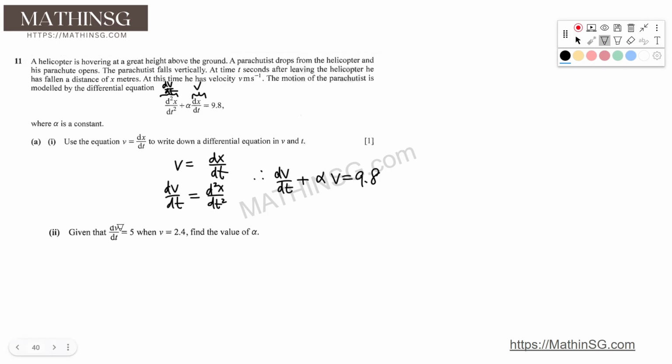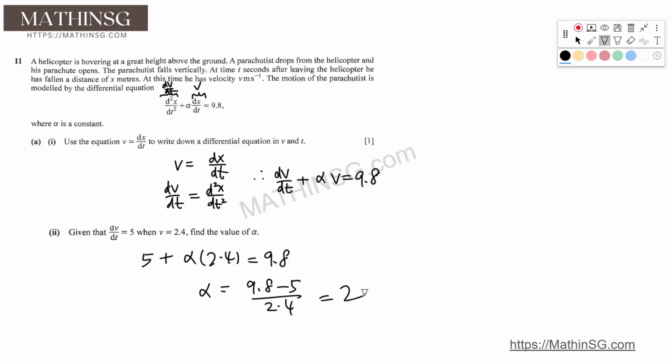Next, you're given that dv/dt equals 5 when v equals 2.4. Find the value of alpha. So basically just sub in these values. dv/dt is 5, then alpha times v, which is 2.4, equals 9.8. So to find alpha, it is basically 9.8 minus 5 over 2.4, which gives us 2. So we have found alpha is 2.